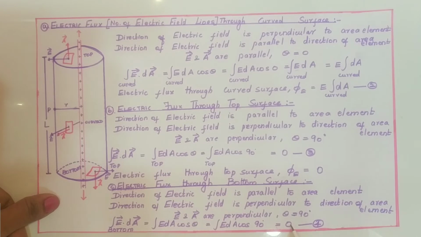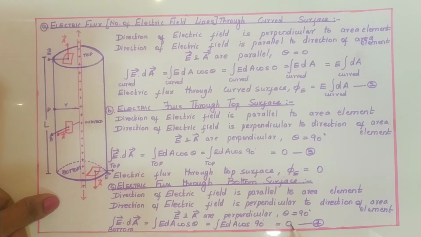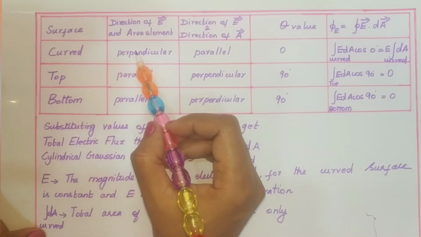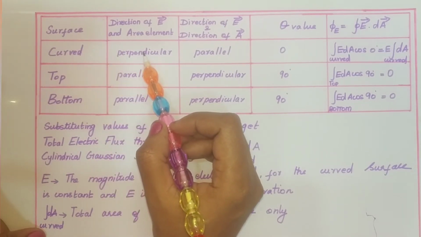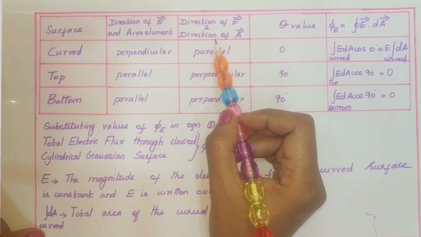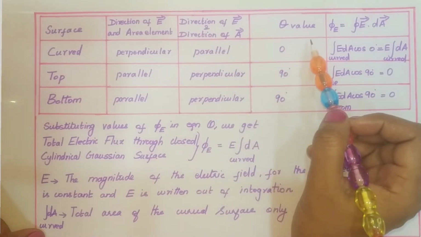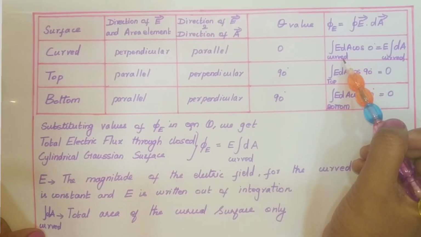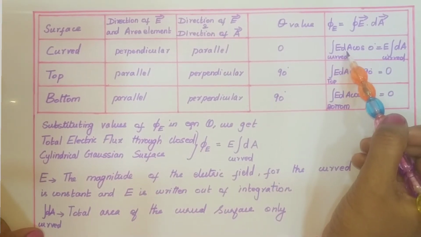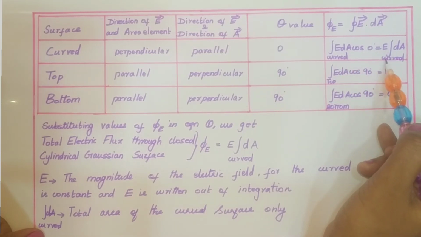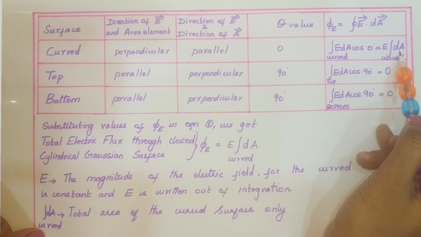Now we have to add all the flux values. For the curved surface, the direction of the E vector is perpendicular to the area element, and the directions of the E vector and the A vector are parallel, so the theta value is 0. So the flux phi E is equal to the integral over the curved surface of E dA cos 0, which is equal to E times the integral over the curved surface of dA.